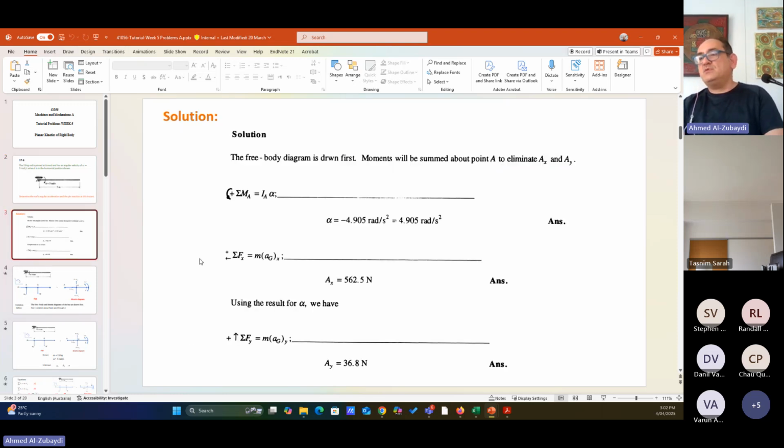So the solution for this one was done that way. We are going to say that the sigma of the moment around A is equal to I multiplied by alpha. That's what we have in the free body diagram, and that's what we have in the kinetic diagram.